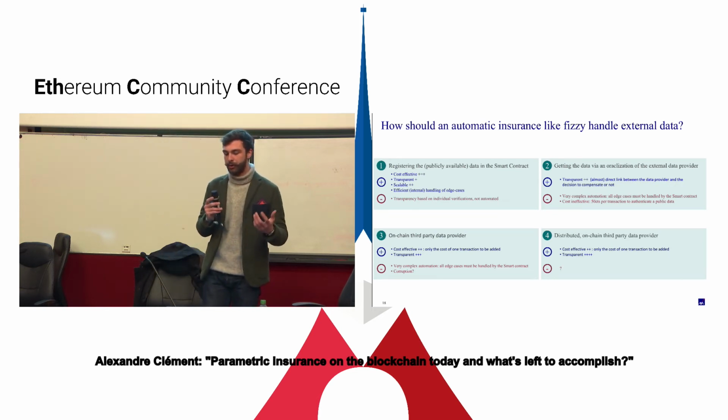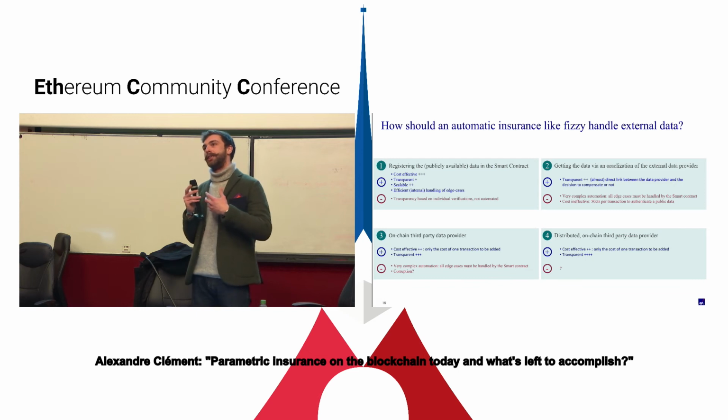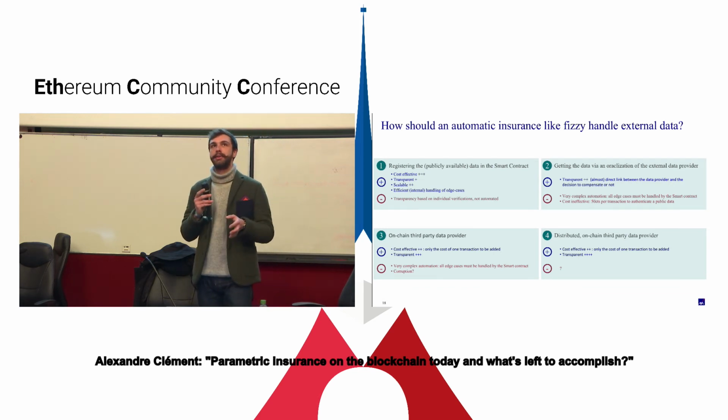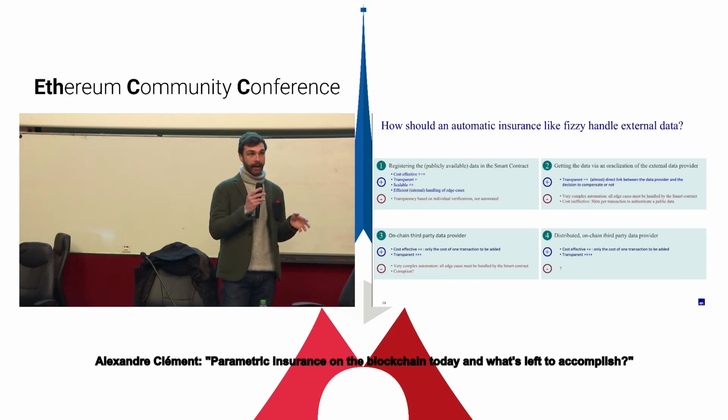A third solution would be to have the data provider directly on-chain with a smart contract. So this would remove the additional cost, but still leave us with the issue of handling edge cases.